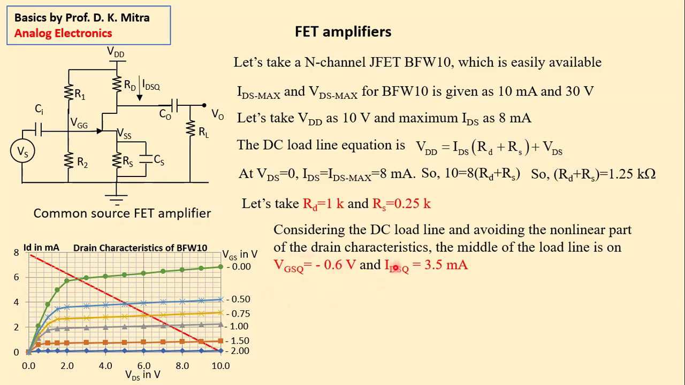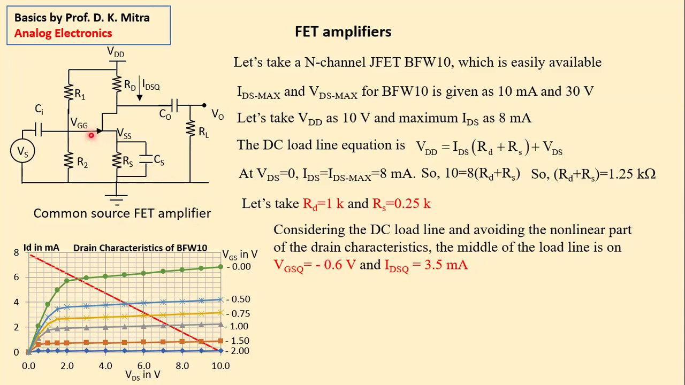So I consider it to be at the minus 0.6 volt line. So two more decisions have been taken. That quiescent drain current will be 3.5 milliampere and quiescent gate source voltage will be minus 0.6 volt. Mind it, this is not VGG. VGG is gate to common. Gate source is gate to source terminal.